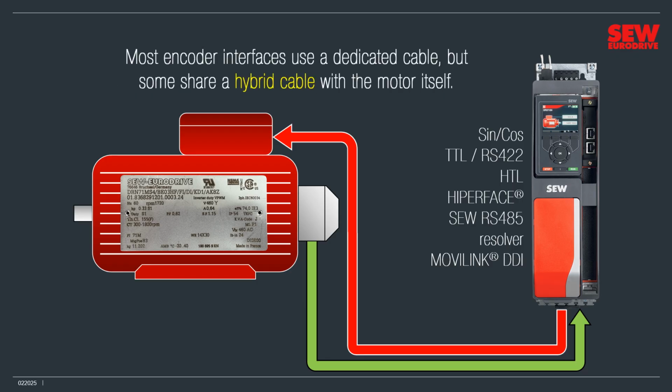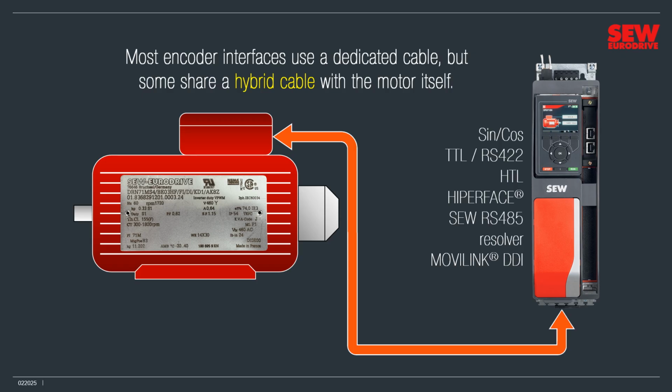Most encoder interfaces use a dedicated cable, but some share a hybrid cable with the motor itself. Hybrid cables contain multiple wires that provide power, control the brake, and carry data streams. These data streams can communicate encoder information, the motor's temperature, and electronic nameplate information. Hybrid cables offer the customer the convenience of a single cable solution. They're becoming increasingly popular, and several major industrial automation manufacturers, including SEW Eurodrive, support them.